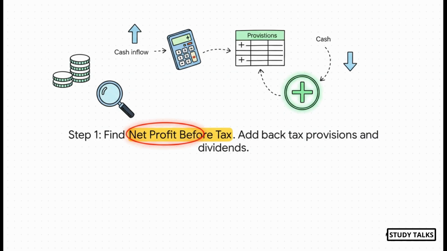Look at the working note here. We start with the difference in the P&L balance from last year to this year. Then, really important, we add back the provision for tax and any proposed or paid dividends. This number we get, it's the starting block for the entire operating activities section. You get this wrong, everything that follows is wrong. You just cannot skip this step.